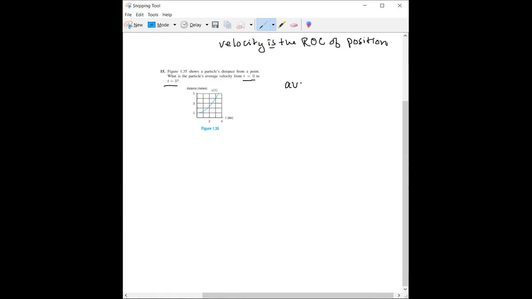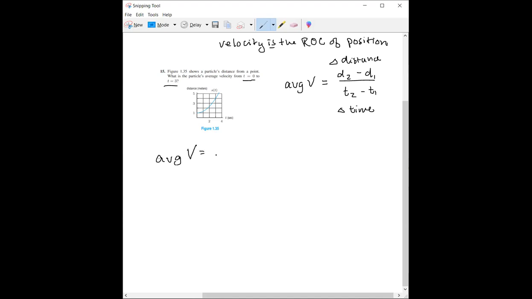If we say we've got the average velocity, it's going to be equal to the change in position or distance over the change in time, right? So what am I going to plug in here? What is going to be my D2 and D1?